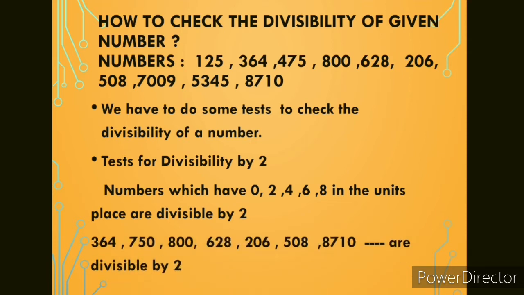Now for example here, 364 has 4 in the unit place. Then 750 has 0 in the unit place. 800 has 0. Similarly these numbers have 0, 2, 4, 6, 8 in the units place. So they are divisible by 2.